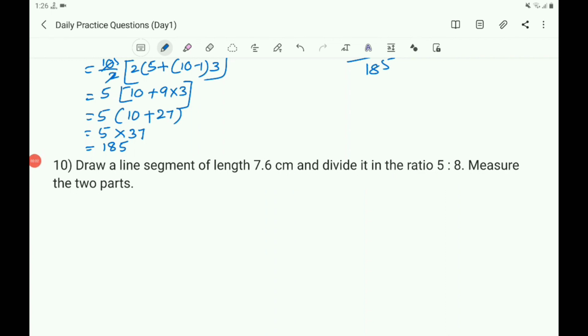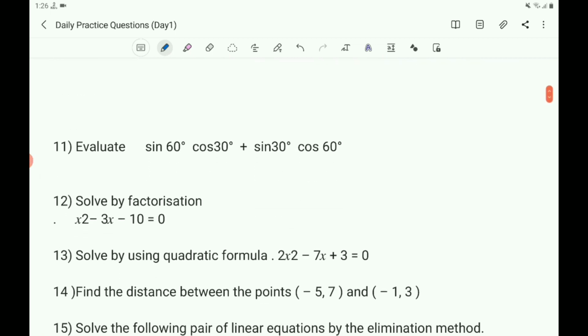Observe the construction made by a student and learn and practice. You will get 2 marks. Now let us go to the next question.